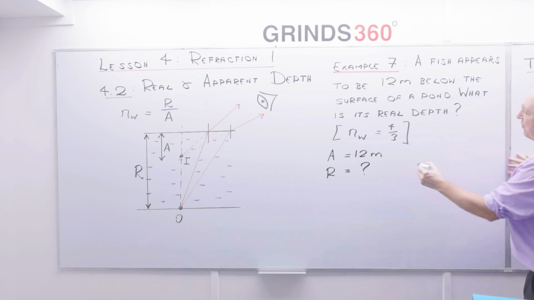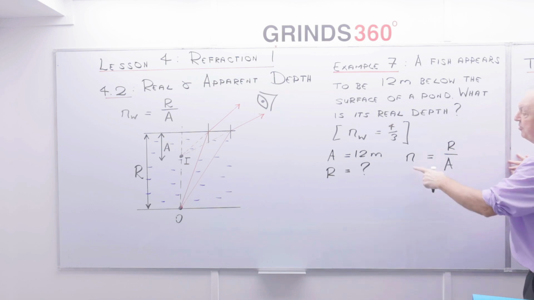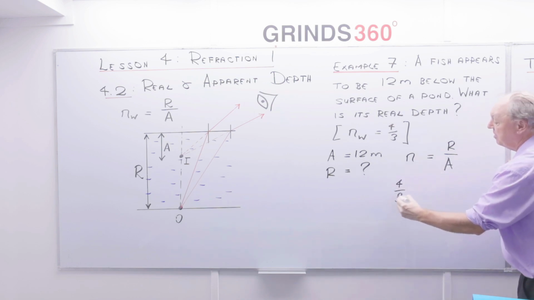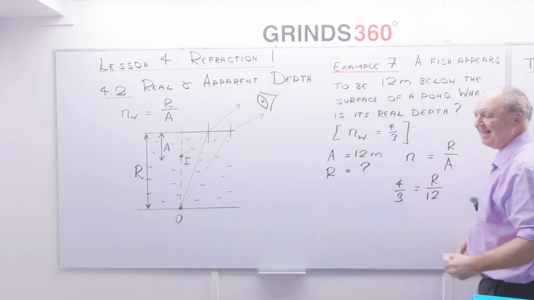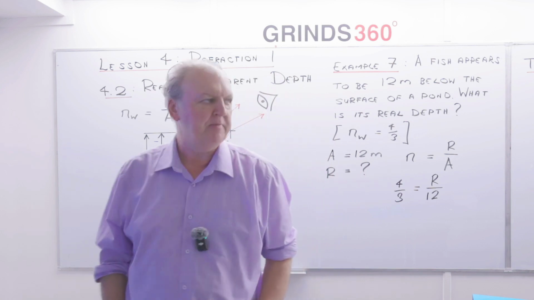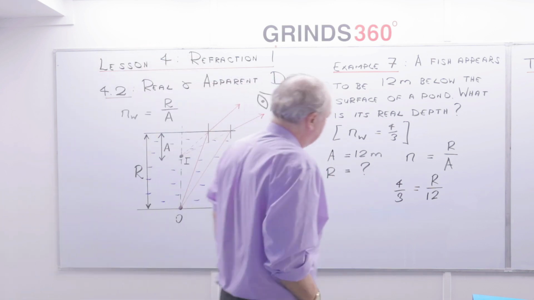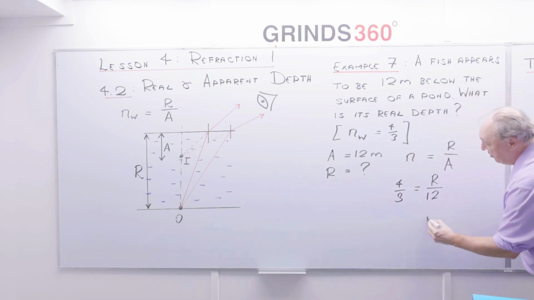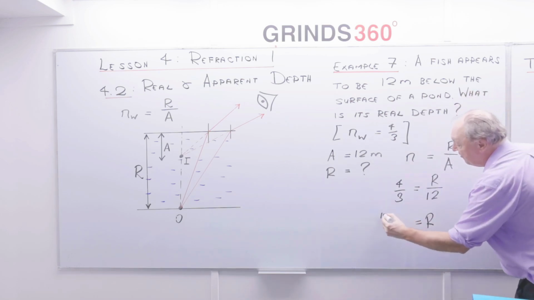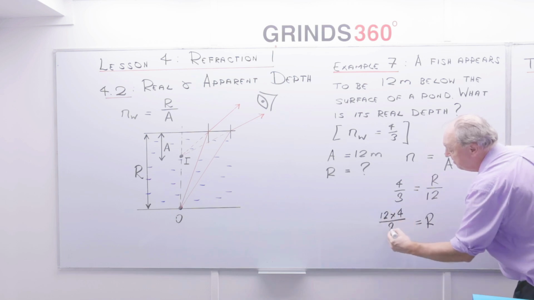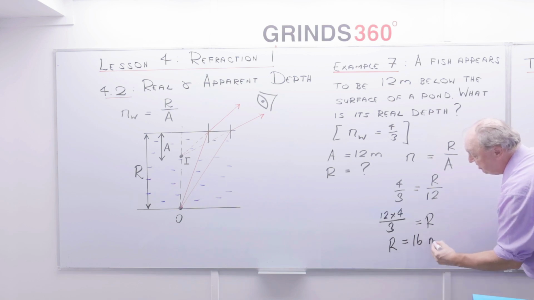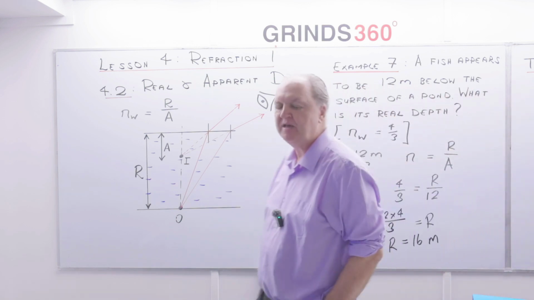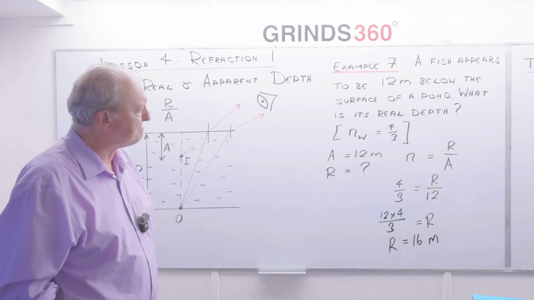So write down my formula. The refractive index is real depth divided by apparent depth. The refractive index is 4/3, the real depth is what we're looking for, and the apparent depth is 12 meters. The calculations are extraordinarily simple. So work out your value of R. Slide the 4 up. So R is equal to 12 by 4 divided by 3. And my answer when I do that calculation is 16 meters. So the real depth is 16 meters and the apparent depth is 12 meters.